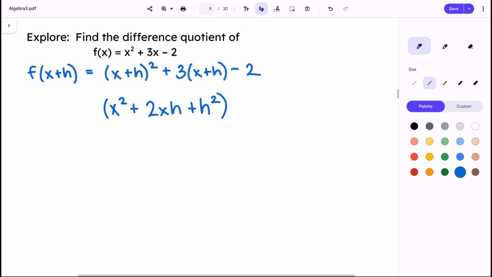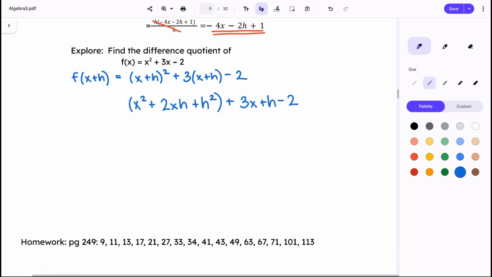For that second quantity, let's distribute the 3. What would it say if I distribute 3? 3x plus 3h. Yep, 3x plus 3h, and then we have minus 2. Then what I'm going to do is start to add on the other stuff. So this is like the first, that's just the f of x plus h piece. Then we have to subtract the original function. And then it's all over h.